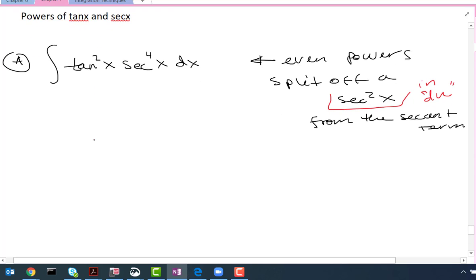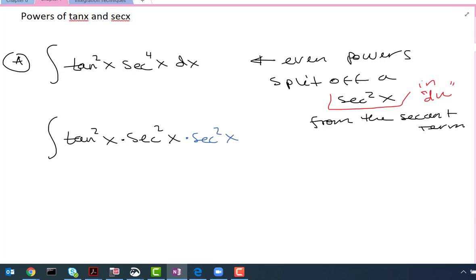And so I'm going to split it off. I'm going to have tangent square of x times secant to the fourth, which is secant squared times secant square. So that's the one that I'm splitting off. I'm splitting off a secant square, so that means I'm going to want this to be part of my du. When I say part, again, it could be off by a negative or by a constant, depending on what my main function ends up being.